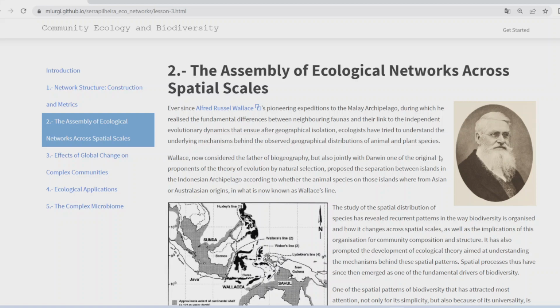So Darwin did this in where? Galapagos. Wallace did this here in Southeast Asia. And ever since Wallace and all of these other guys started doing this, for example, in the Indonesian archipelago, they realized that there were some patterns in the distribution of species amongst these islands.